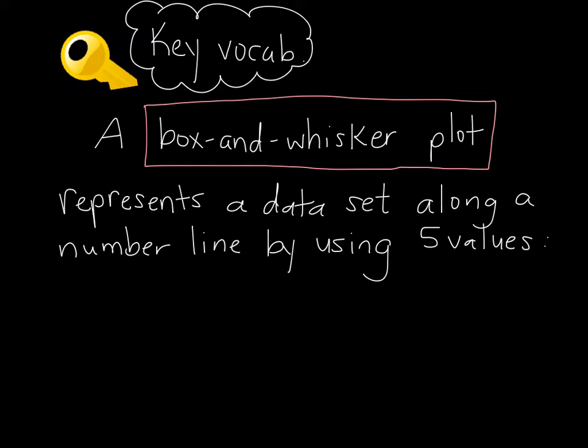In 10.4, we're going to be creating box and whisker plots, and you'll see where they get their name from here as we start to create them. But the important vocabulary here is that a box and whisker plot represents a data set along a number line, but it uses 5 important values to create the actual box and whisker plot.